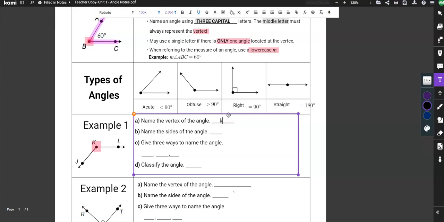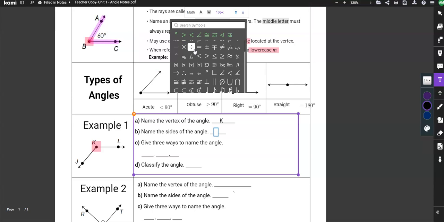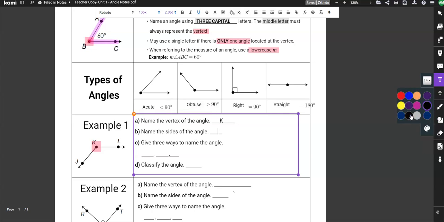Remember, you have to use a capital letter for points. The sides of the angle. Now, there is a notation for ray, which is in your formula tool, and then you go to your pi symbol, and it's right here. Up close, it's not too bad right here, but the problem is it doesn't show up very well on this screen. So what I'm going to do is actually type the letters and then draw the arrow.